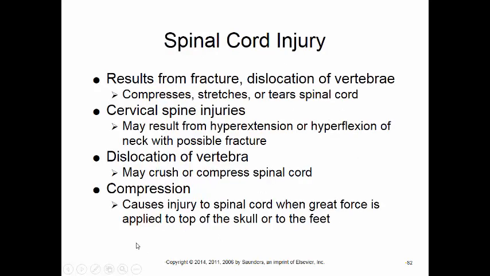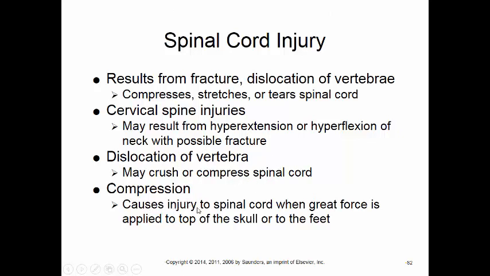Then moving forward to spinal cord injury, which often results from the fracture or dislocation of the vertebrae, where compression stretches or tears the spinal cord. Cervical spinal injuries often result from hyperextension or hyperflexion of the neck with possible fracture. So it actually goes back too far or goes forward too far. Dislocation of vertebrae may crush or compress the spinal cord.